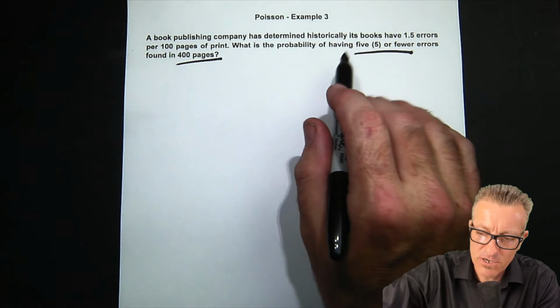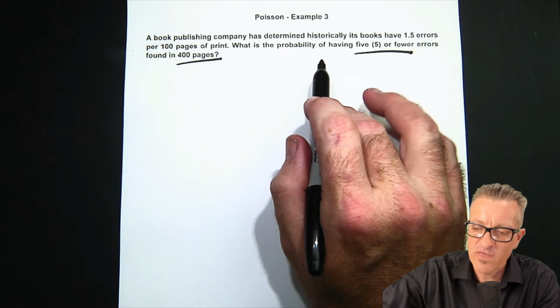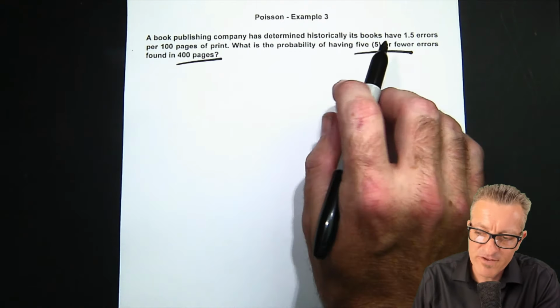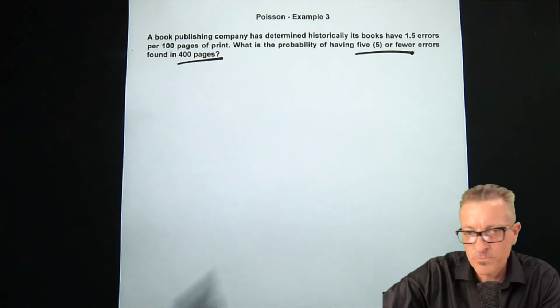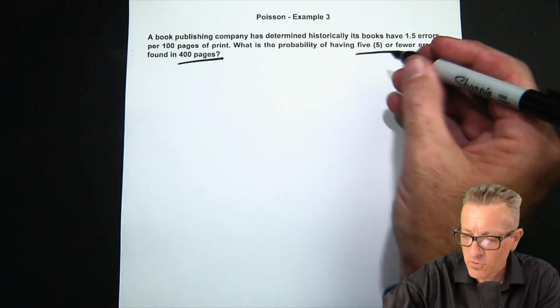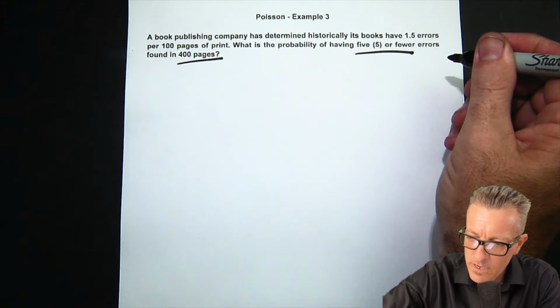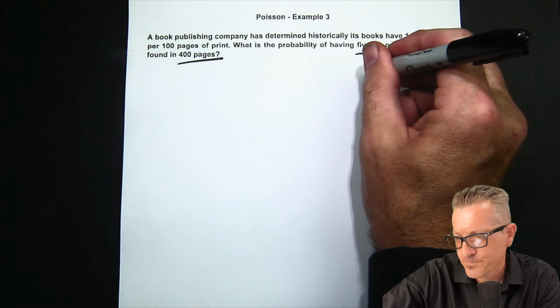We're looking for 0, 1, 2, 3, 4, 5. So that's a little bit of an issue for us, although it's very solvable. So here we go. There's a lot of writing in this one. So 5 or fewer. Let's write out what we know, which we always do first.